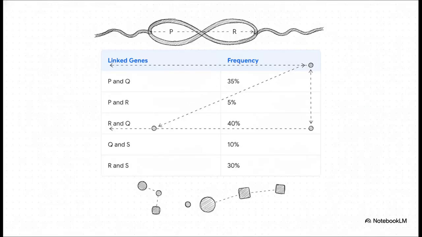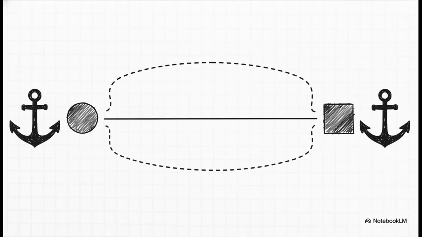Let's see how this builds using some raw data for 4 mysterious linked genes, P, Q, R, and S. We've got their crossing over frequencies here, P and Q at 35%, P and R at 5%, R and Q at 40%, Q and S at 10%, and R and S at 30%. I know, it looks like a total jumble of numbers right now, but stick with me and just follow the steps.